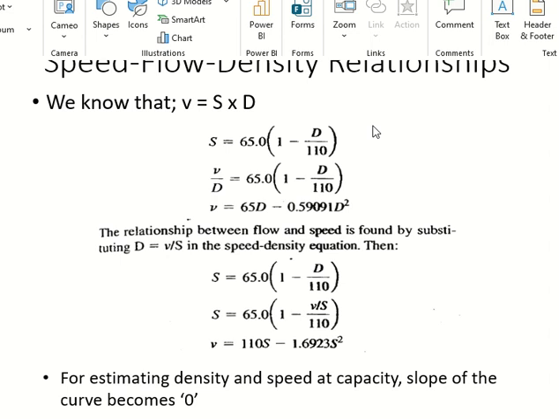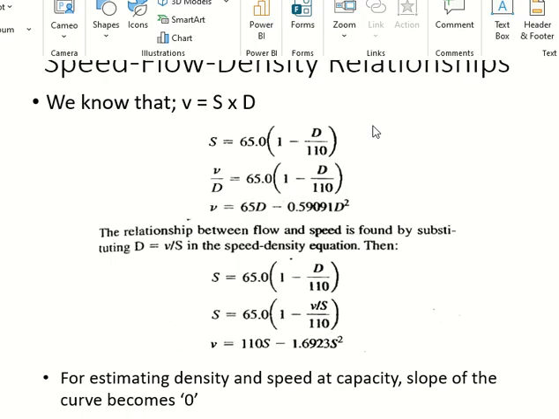Is it any value of d? No, it's not the capacity, it is d at capacity. Because this d happens when slope is 0, right? And when the slope is 0, it's at capacity. Clear? And we can do the same thing for this equation as well, the second one.